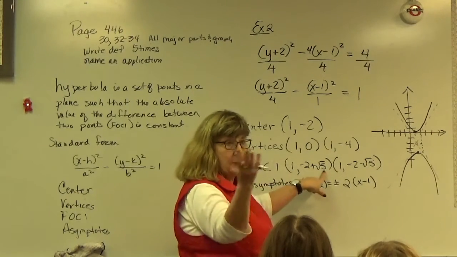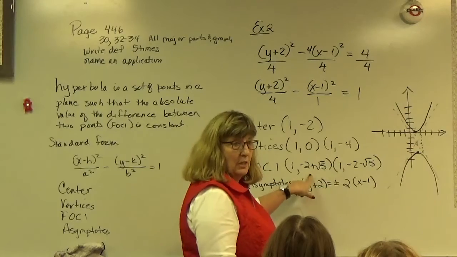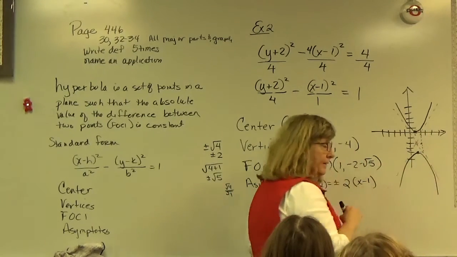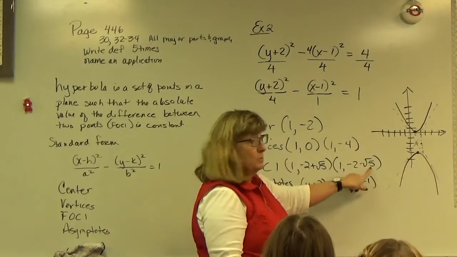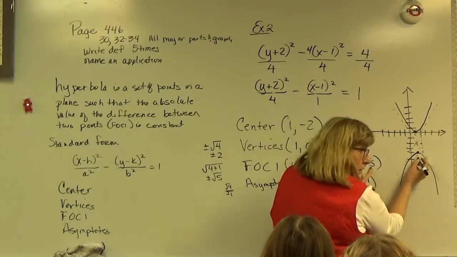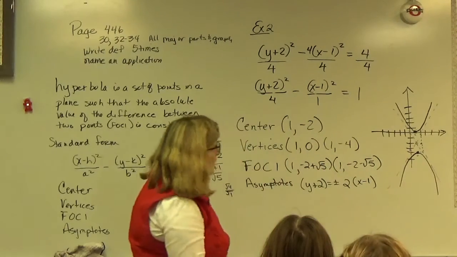You can check to see if the foci are inside the hyperbolas by going, what's negative 2 plus the square root of 5? Square root of 5 is about 2.2. So added to negative 2 would be about 0.2, so it would be somewhere in here. Is that inside? Same thing here, negative 2 minus 2.2 would be about negative 4 something, so it'd be somewhere in here. So we're good there.